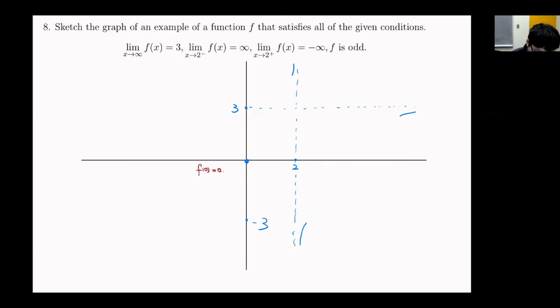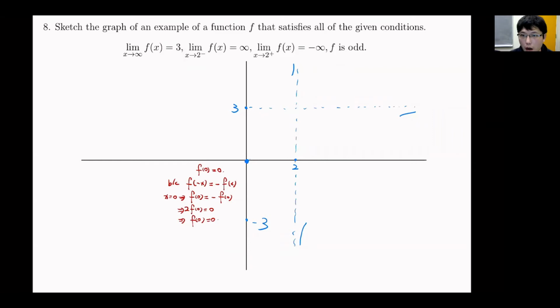And why is this the case? This is because, by the definition of an odd function, f of minus x equals negative f of x. If you plug in x equals 0, you will get f of 0 equals minus f of 0. If you move the right-hand side to the left-hand side, you see that 2 f of 0 equals 0. As a result, f of 0 has to be 0.